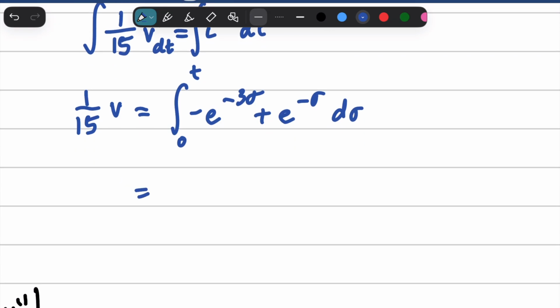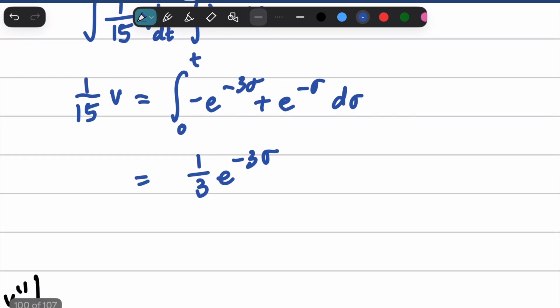And remembering to integrate, we're going to take this guy down and get the reverse of it. So we're going to say 1/3 e to the negative 3 sigma minus e to the negative sigma, and then we're going to go from t to 0, and we got 1/15 v.